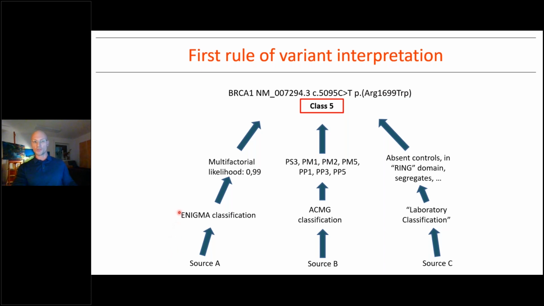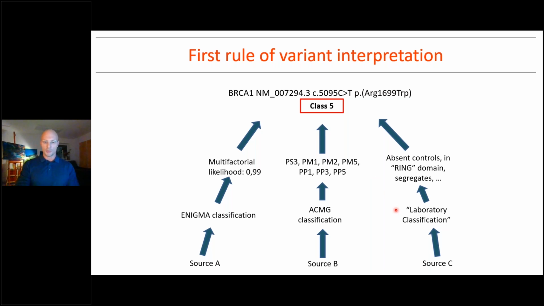For example, you can use the ENIGMA VCEP, Variant Curation Expert Panel, classification. Their calculated multifactorial likelihood of 99% translates to a class 5. Alternatively, you can use the standard ACMG-AMP rules. So ENIGMA used the ACMG codes and modified them to the gene-specific requirements, but you can also use the standard ACMG codes, and then you come to a class 5, or you can even use your own laboratory classification system.